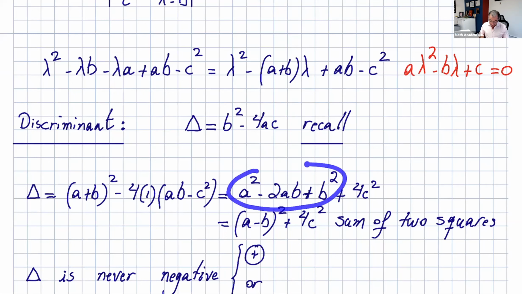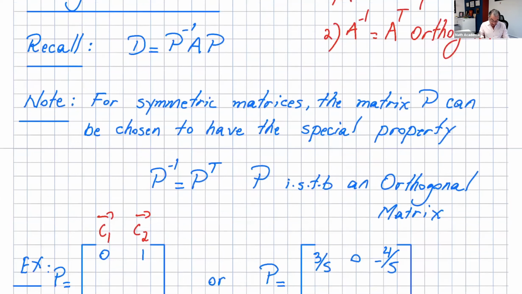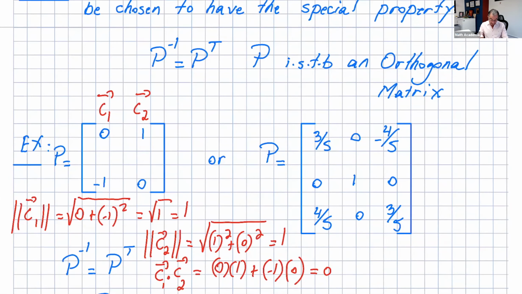But for symmetric matrices, the matrix P can be chosen to have a special property, which is P inverse equals P transpose. In this case, P is said to be an orthogonal matrix. So these are just a couple of examples of orthogonal matrices. In this case, we have a 2 by 2 matrix. If you find the inverse of this matrix, it's going to be exactly equal to P transpose, and same as this one.